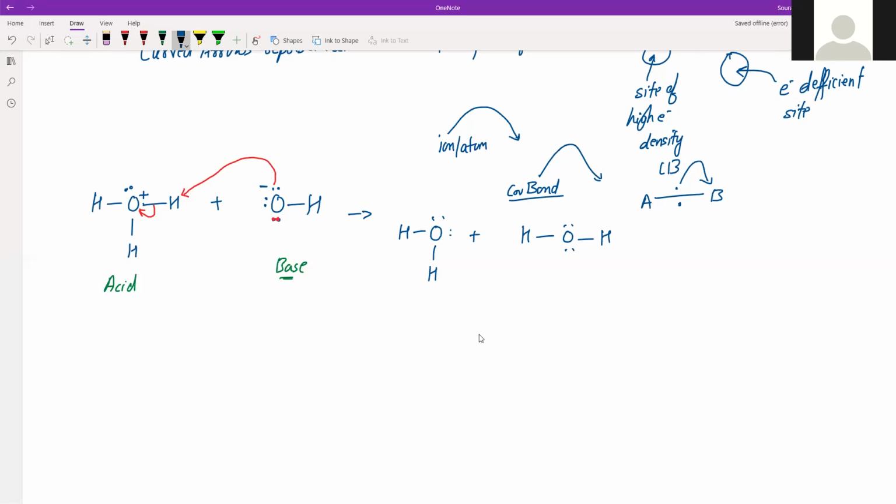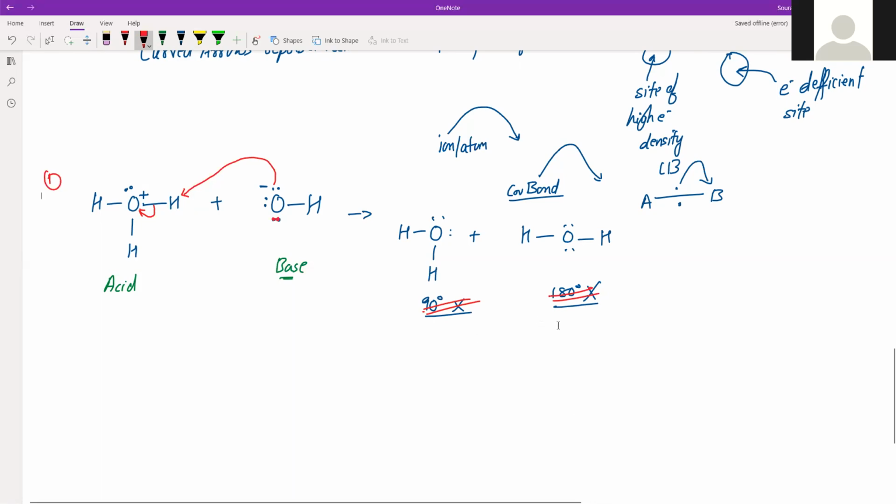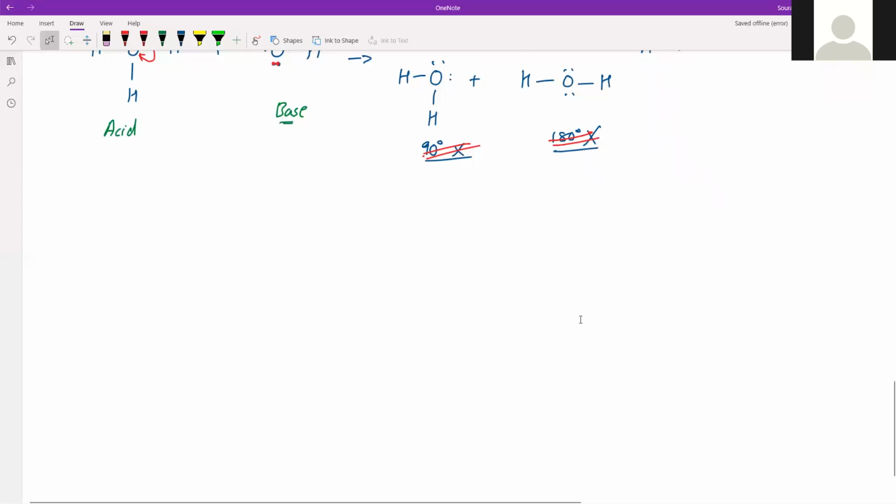Again, this doesn't mean that this is 90° and this is 180°. This is just to show you that these two are two different water molecules. Right? Same way, we will see more examples in our later chapters, and we'll see one here itself.